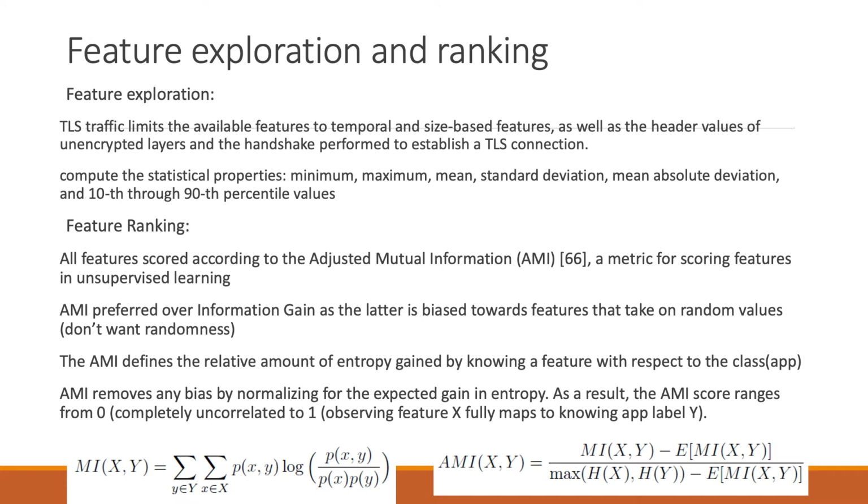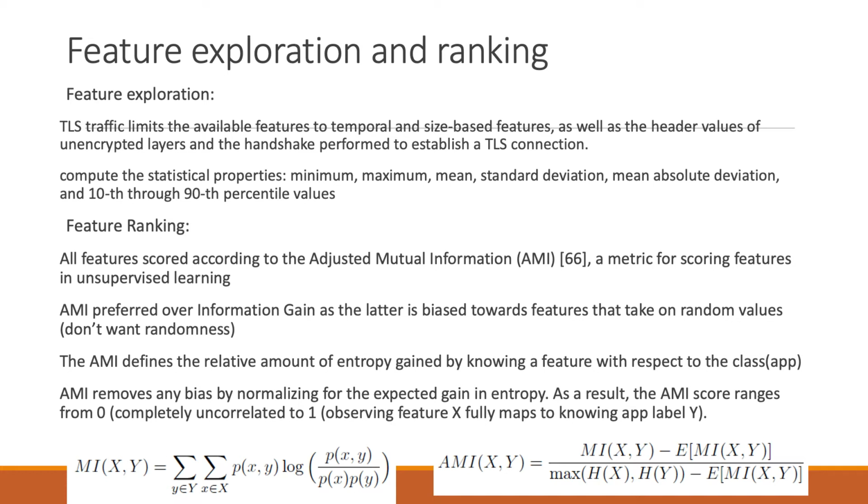Next is feature ranking. Because they are detecting unseen apps and there is an element of unsupervised learning, they use adjusted mutual information for scoring the features, and that's preferred over information gain, because information gain gives some preference to randomness, which is not preferred in this case. And AMI defines the relative amount of entropy when you know a feature with respect to a class. So the class over here is app. So this is the equation.